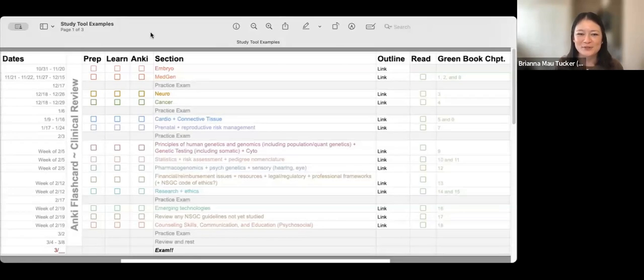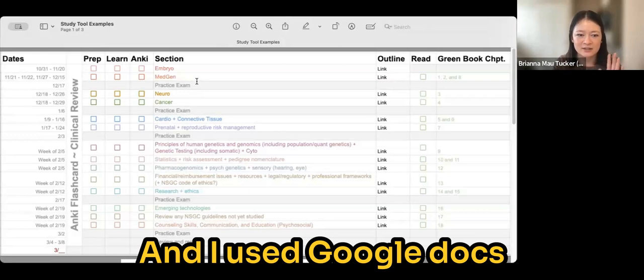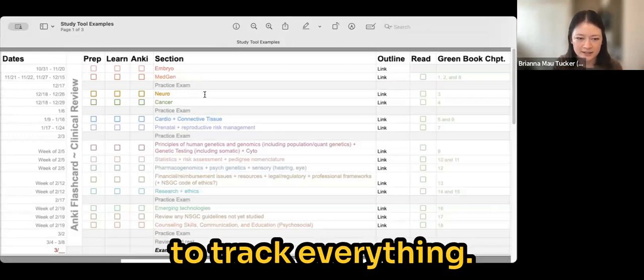And Daniel, I had mentioned that I had a screenshot of what my study plan looked like. I'm happy to share it now if that would be helpful. Yeah, that'd be great. Please go ahead. Okay. And I'm going to warn people that this might look a little overwhelming at first. So this was my high level overview plan for studying, and I used Google Docs to track everything.